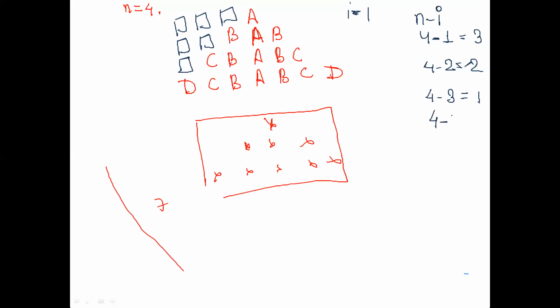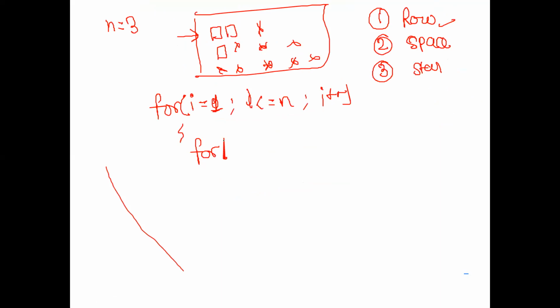When I'll be on the fourth row, I value will be 4. When I value is 4, at that time, 0 spaces will be printed. So if you put this logic there, n minus I minus 1 is also fine, n minus I is also fine.